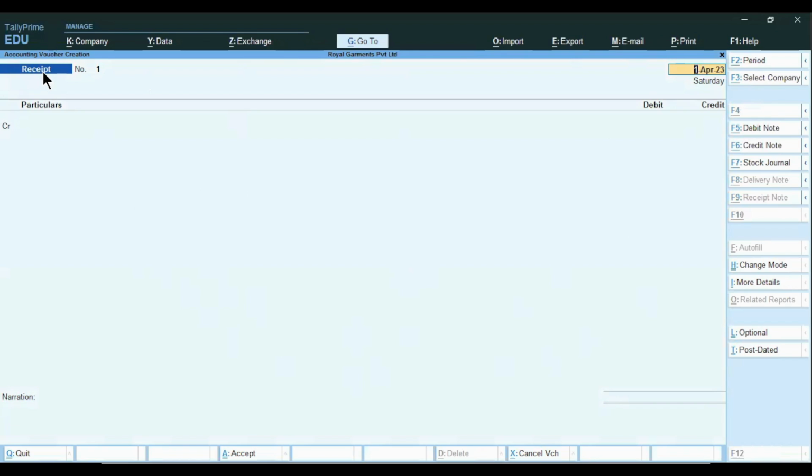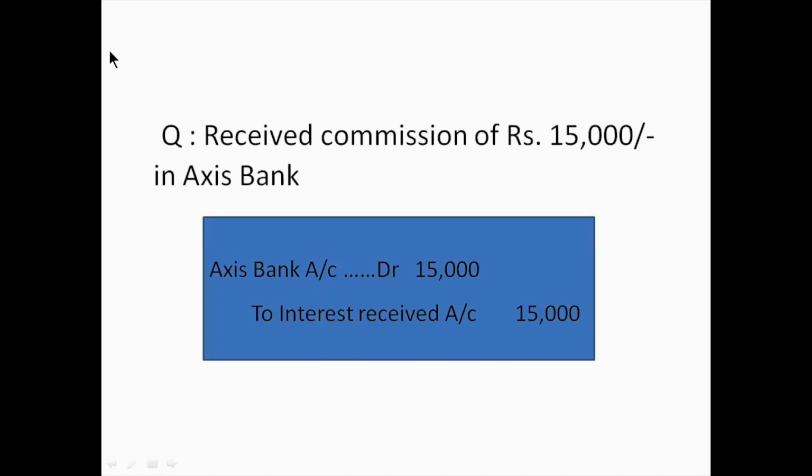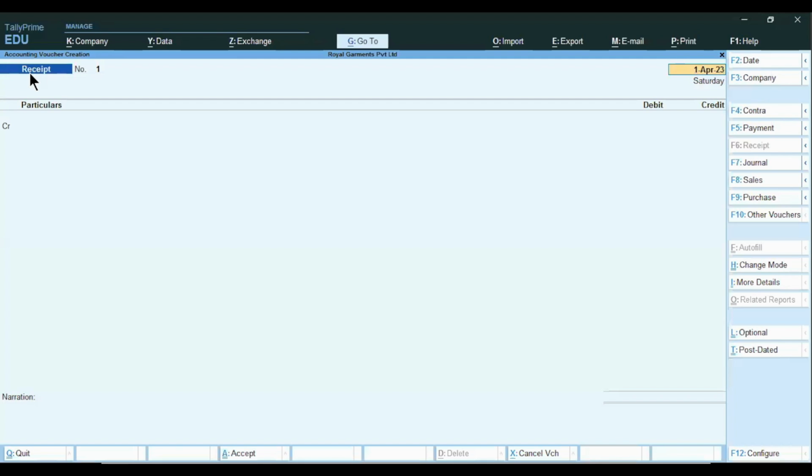The question based on this receipt voucher is, we received commission of rupees 15,000 in Axis Bank. So the entry will be bank account debit to interest received, and we have this Axis Bank, so we will debit Axis Bank account with 15,000 and credit will go to interest received account. So let's start. Receipt is the type of voucher.